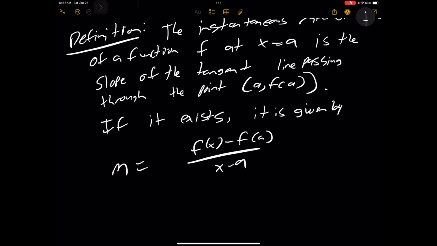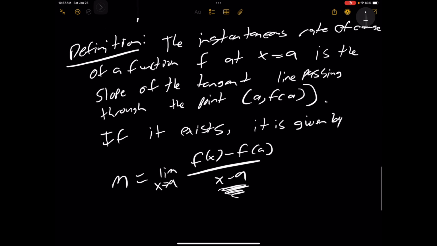So this is the same slope formula, but we're going to add a piece. We want x and a to get arbitrarily close together. And the way we described that in the past is we had the limit as x approaches a. So x is going to get arbitrarily close to a. X can never equal a, because if x were to equal a, we would have a divide by 0 problem. But we can say the limit as x gets closer and closer to a of f of x minus f of a over x minus a is the instantaneous rate of change. And we're going to use that formula a lot in this class.